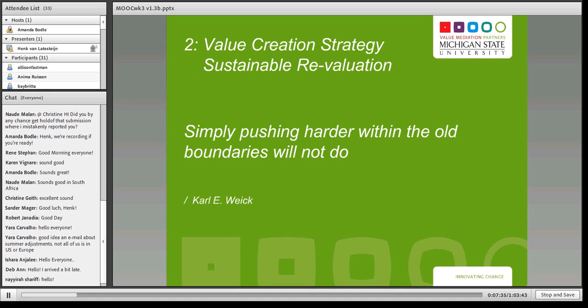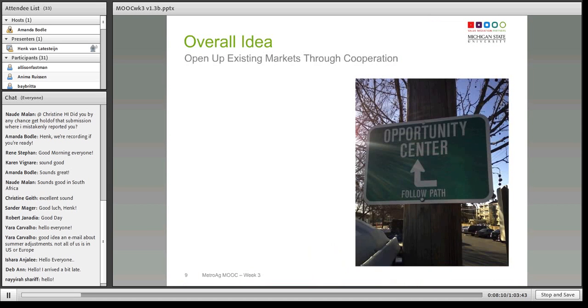So what is it all about? It is about this quote that you cannot just keep pushing harder and stay within old boundaries for real development. If you really want to develop something, you need to shift your boundaries. Now how do you do that? In this strategy, the overall idea is that you can open up existing markets by combining stuff. So what do we mean here? Well, you have to be alert for what you can call a new positioning opportunity for an agricultural entrepreneur. There are a lot of things that you're already doing that are of value to consumers or neighbors or people in the vicinity of your production location, but are at present not part of your business model.